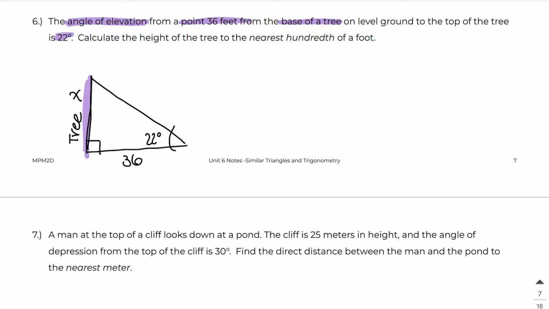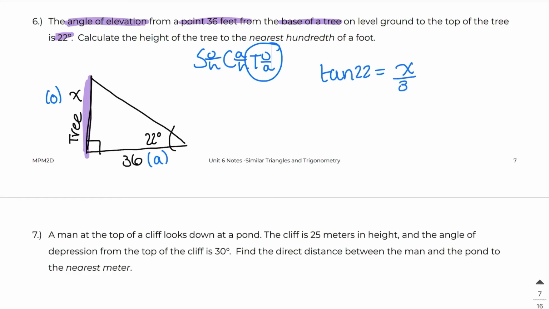We know that this x is the opposite. We know that this 36 is the adjacent, because the hypotenuse is across from the right angle. And using SOHCAHTOA, we know that we are going to want to use tangent. So here we can say the tangent of 22 degrees is equal to x over 36. Now to isolate that x, I'm going to multiply both sides by 36. Whatever I do to one side, I do to the other. So x is going to equal 36 tan of 22.